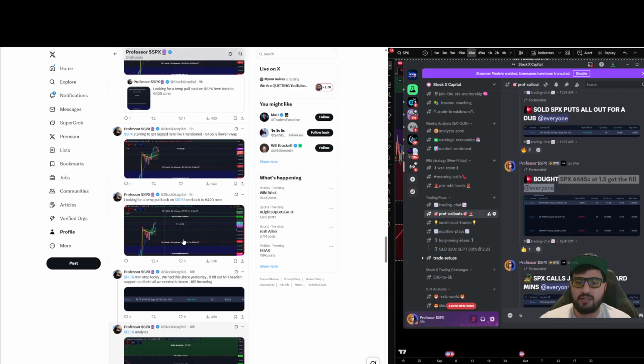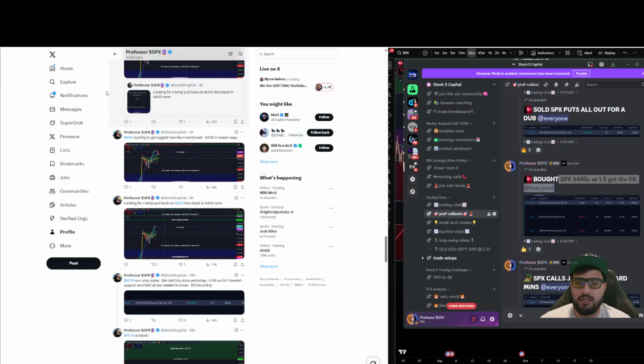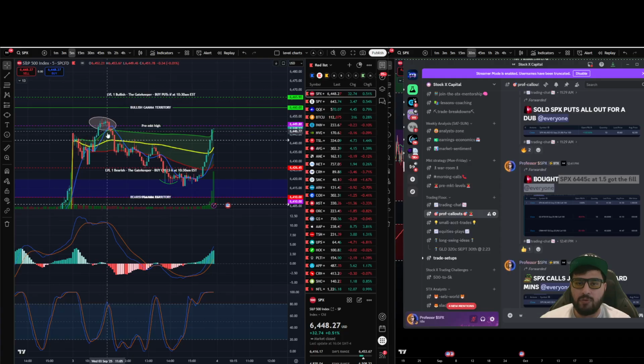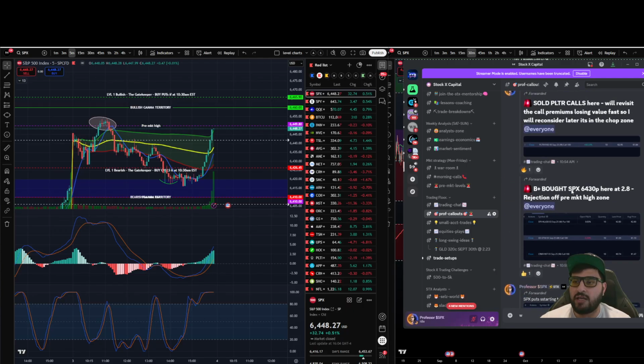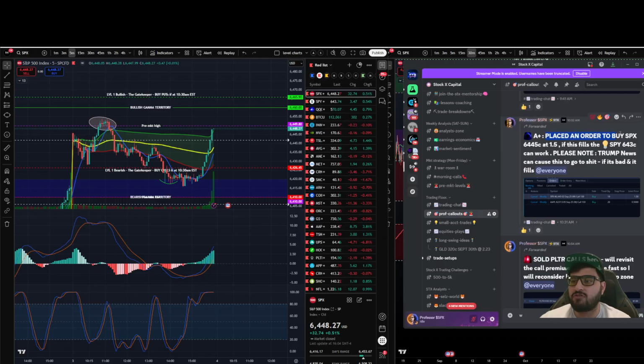So we basically said to look for a pullback over here at 64.20, and that's exactly what happened. The pullback took us all the way down to 64.20 right over there, okay? So we got bearish at that point. That's how we banked. And while the market was going down, we were 10 steps ahead and pretty much getting ready to buy our 64.45 calls, because this was at 10 o'clock. 10 o'clock was right over here where that market was ripping. It went over here, and by this point we got puts.